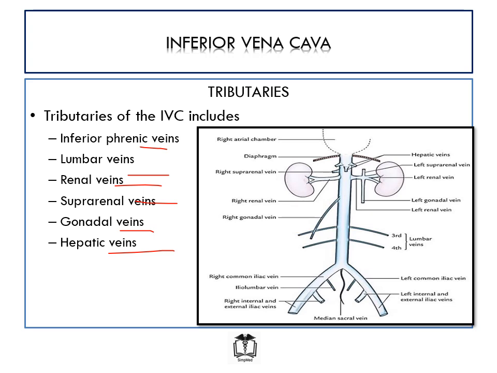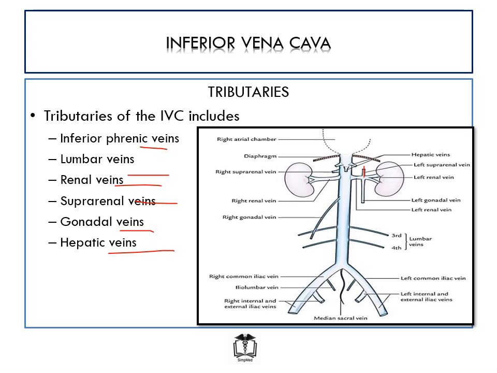So if you notice, the right suprarenal vein enters directly into the IVC. The left suprarenal vein enters into the left renal vein. It enters into the superior part of the left renal vein as shown here. And that is very key to remember.